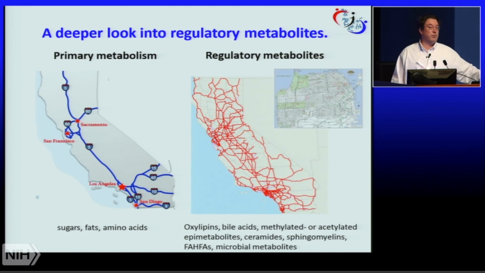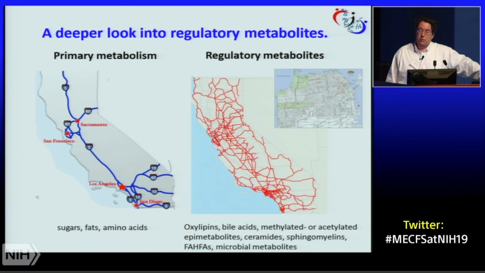That includes, for example, microbial metabolites that get into the vascular system, but also bile acids. We now understand bile acids have lots of secondary functions and bind directly to receptors. FAHFAs are involved in diabetes, and so on and so forth. So this is the reason why metabolomics is more than just fats, sugars, and amino acids.